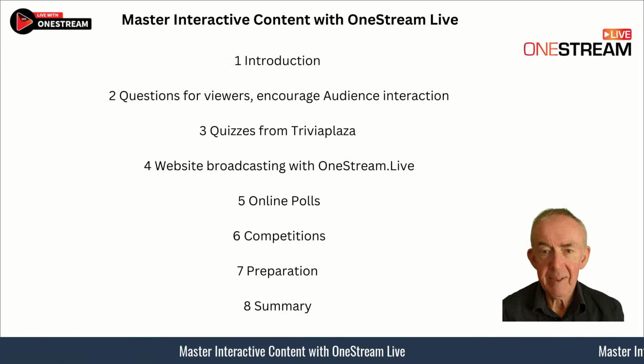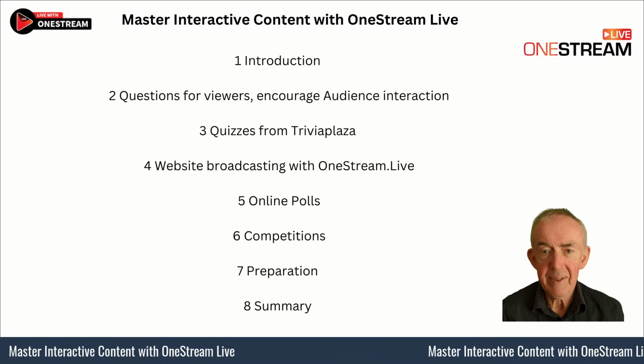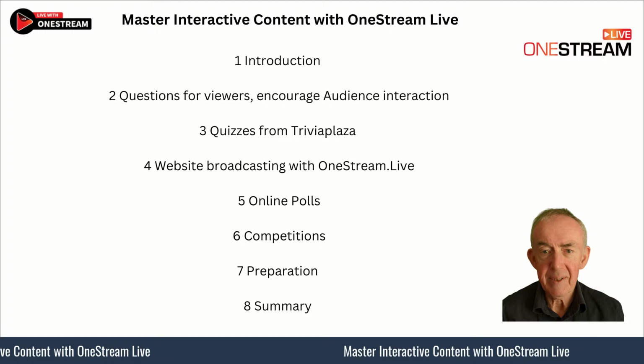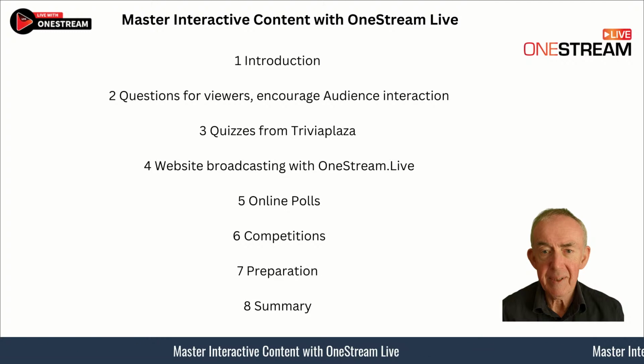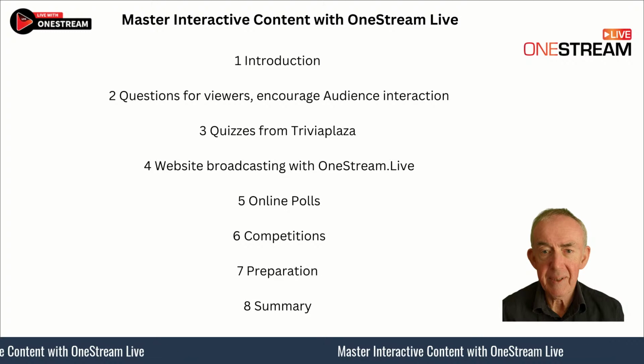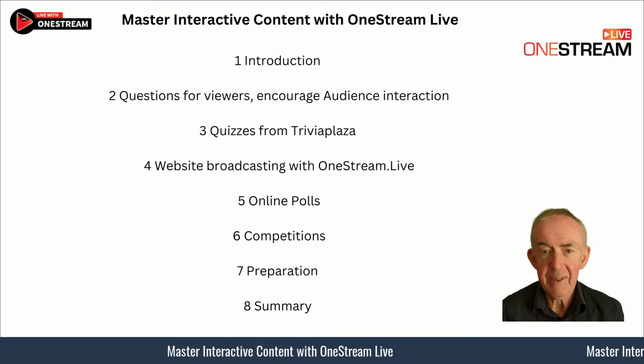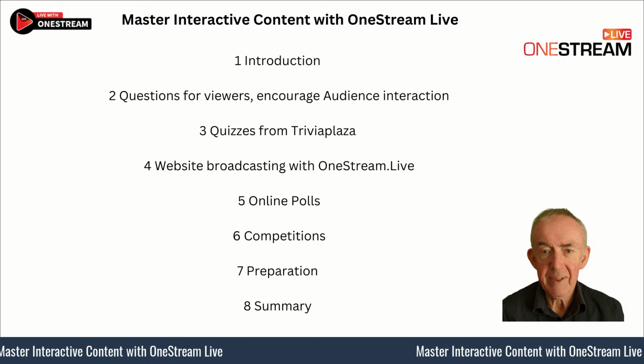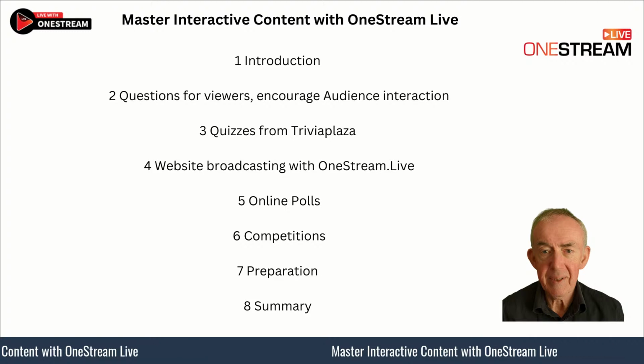So what we've looked at today is the introduction, and then we said the first interactive part is responding to viewers' encouragement, interaction. Then we looked at the quiz from Trivia Plaza. We played a movie quiz. I scored 2 out of 4. Then we talked about broadcasting to your website with OneStream Live, and that's so simple and so straightforward to do. Then we talked about carrying out online polls on your website, running competitions on your website.